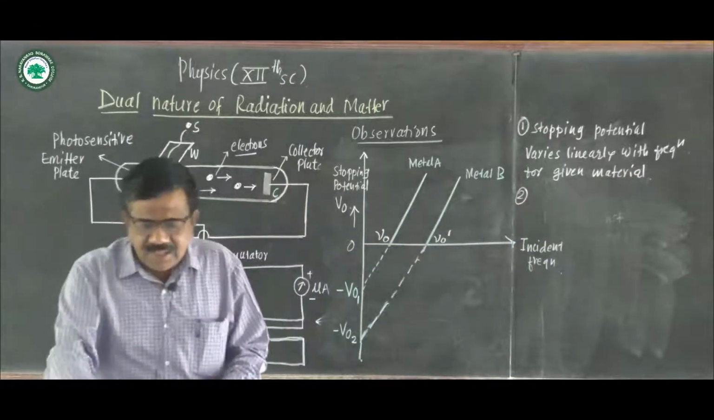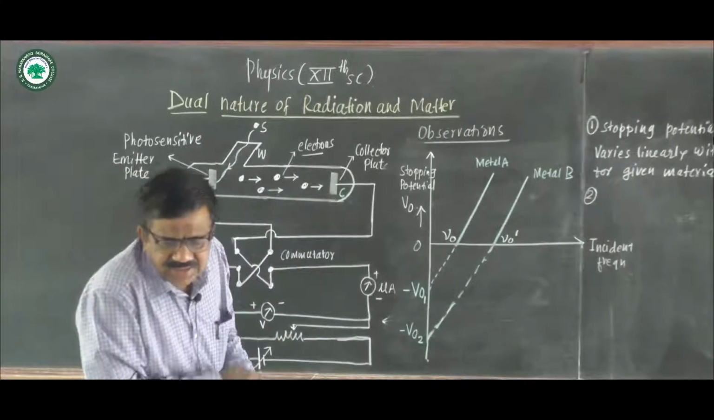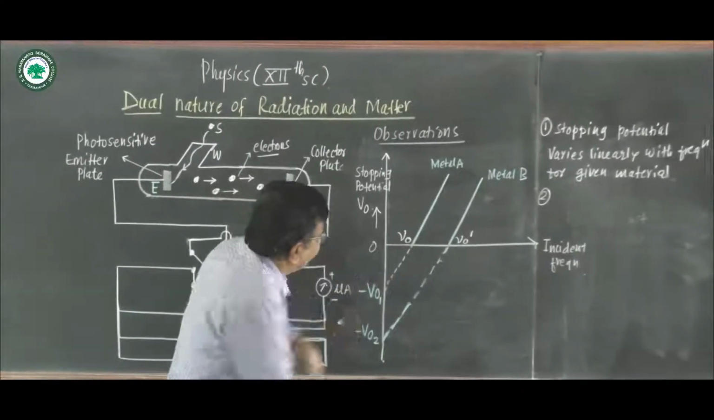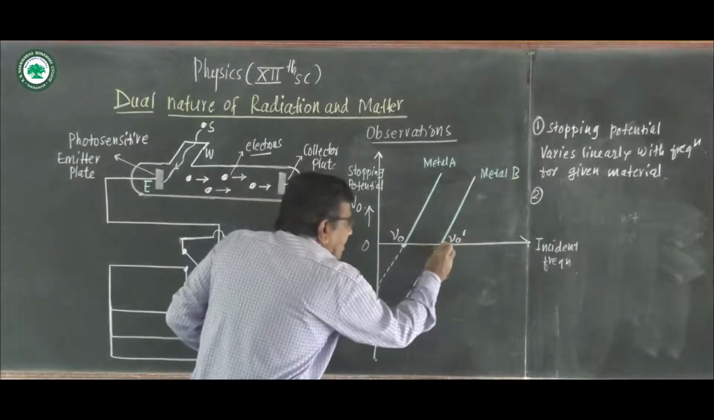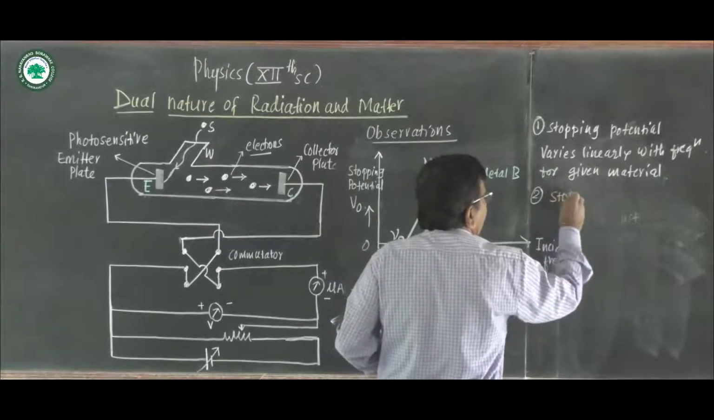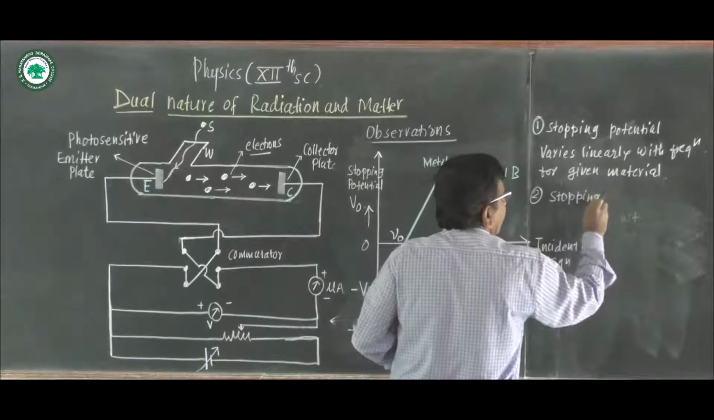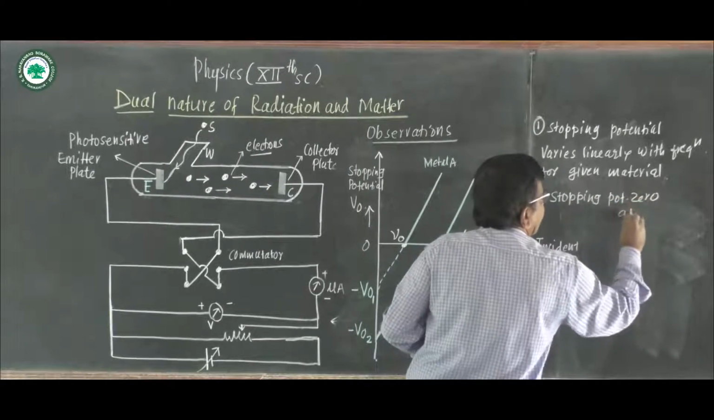Then our second conclusion is that stopping potential is 0 at the threshold frequency. See here, this is the threshold frequency for the first metal, this is the threshold frequency for the second metal. Stopping potential is 0 at threshold frequency.